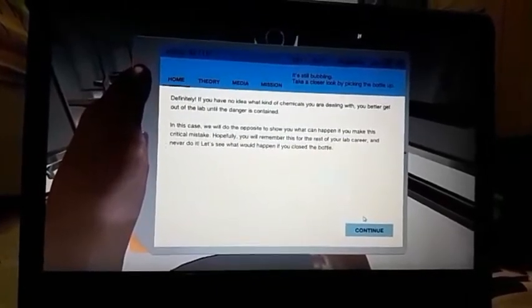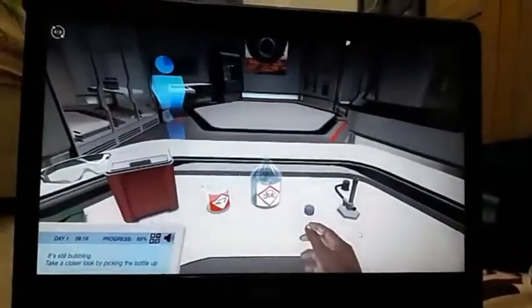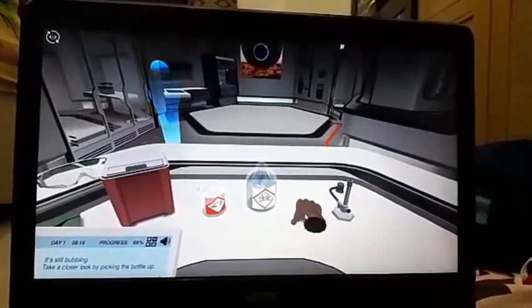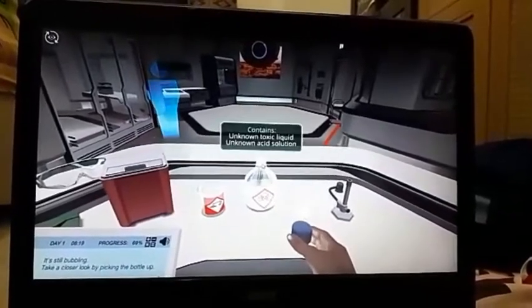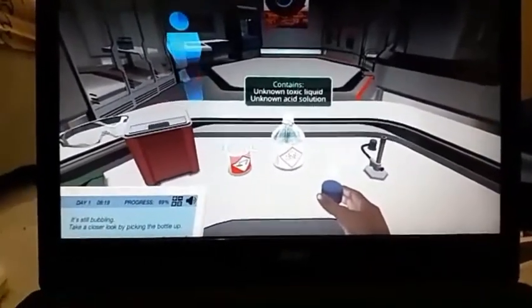Let's see what would happen if you close the bottle. It's still bubbling. Take a closer look by picking the bottle up. Click on the lab pad for more information.